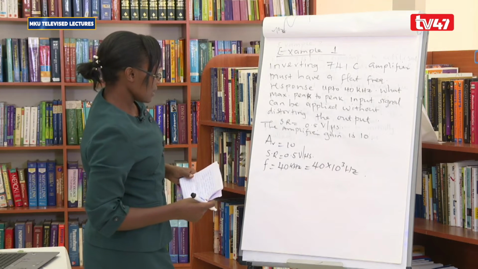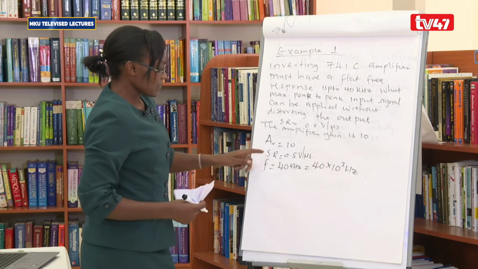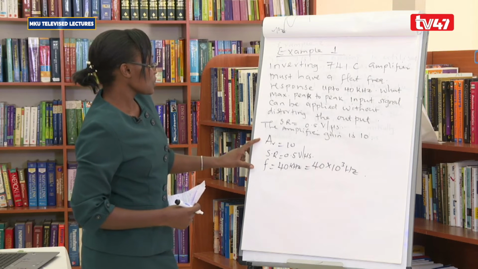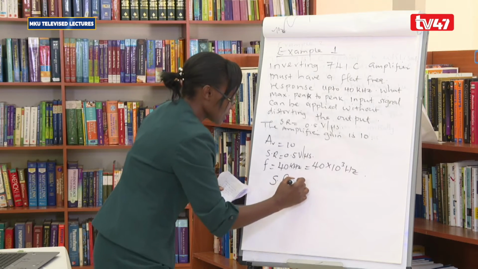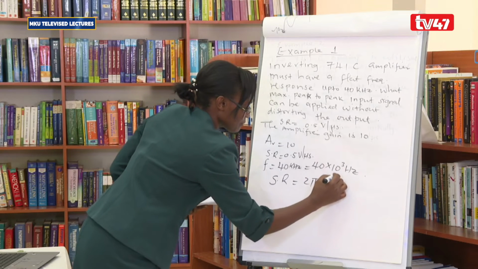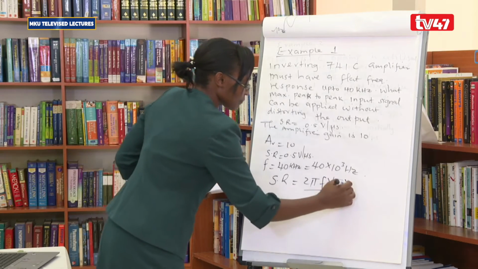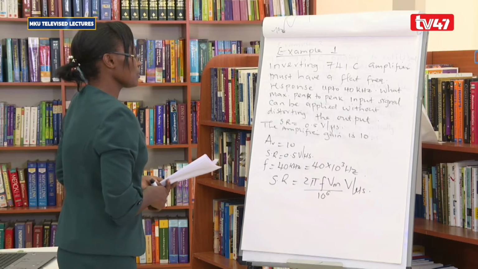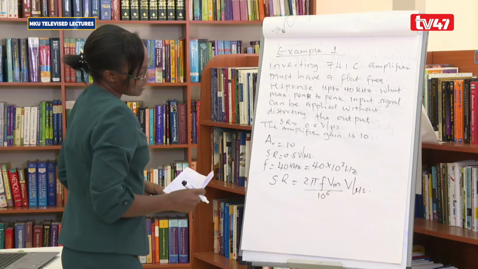What else are we given? Now we can write the formula for slew rate and see, once we substitute this value, what we get, because we are trying to get the input. So slew rate is equal to 2 pi f Vm over 10 raised to 6. This is volts per microsecond.